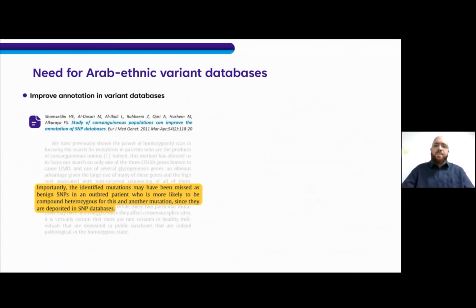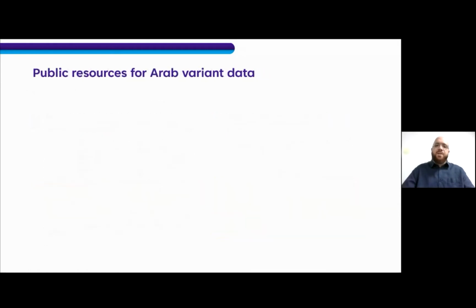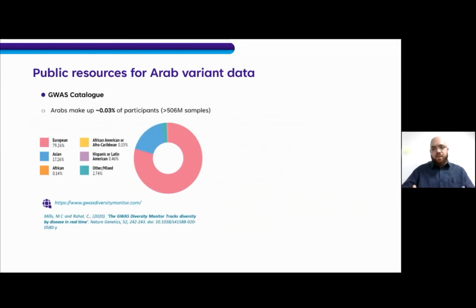And just to highlight this, there are published reports where variants catalogued as SNPs from healthy non-Arab individuals were later reclassified as pathogenic based on studies from the Middle East. And similarly, there were reports reclassifying hundreds of variants that were thought to be statistically deleterious in public databases like ClinVar and HGMD into benign variants. So databases that report on clinical interpretation need to be consistently updated to expedite sequence-based diagnosis. But unfortunately, there's a lack of representation and accessibility of Arab variant data. So for example, in the GWAS catalog, Middle Eastern data make up only 0.03% of their data set, which holds over 500 million samples, mainly from European ancestry.